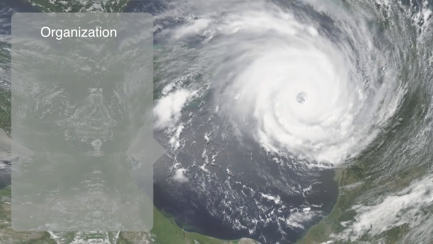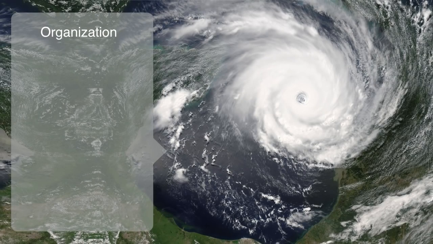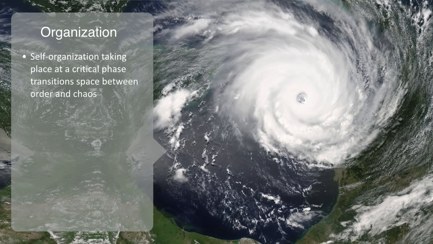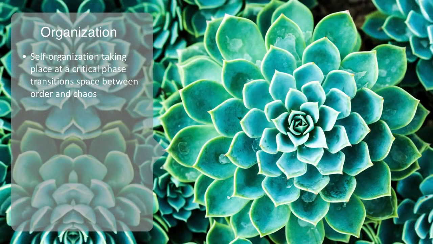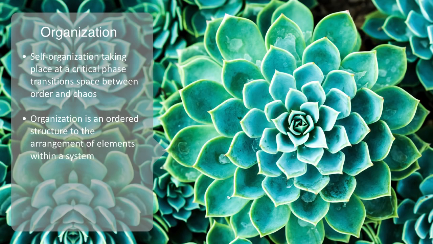Far from equilibrium self-organization is a model that describes the process of self-organization as taking place at a critical phase transition space between order and chaos when the system is far from its equilibrium. But let's start by talking about organization. Organization is an ordered structure to the arrangement of elements within a system that enables them to function. As such, we can loosely equate it to the concept of order.